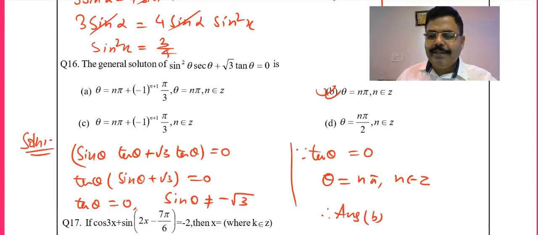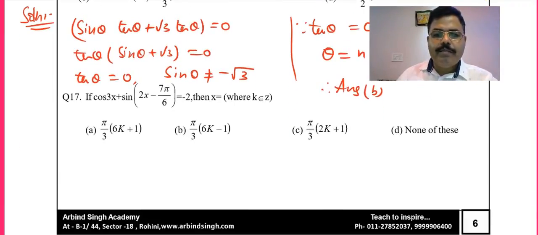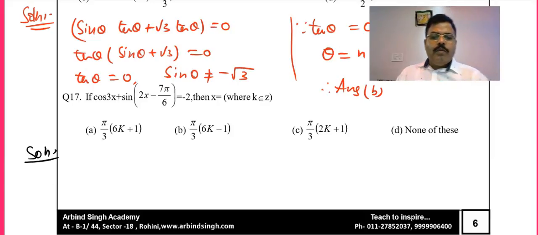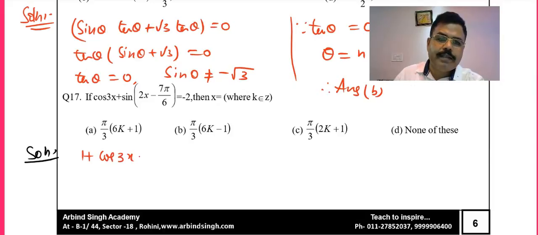Now the next question is, hopefully you are not getting bored right now, and this is the solution of the next question, question 17. This question would be cos 3x equal to minus 2. It will be better to write it like this: 1 plus cos 3x plus 1 plus sine.